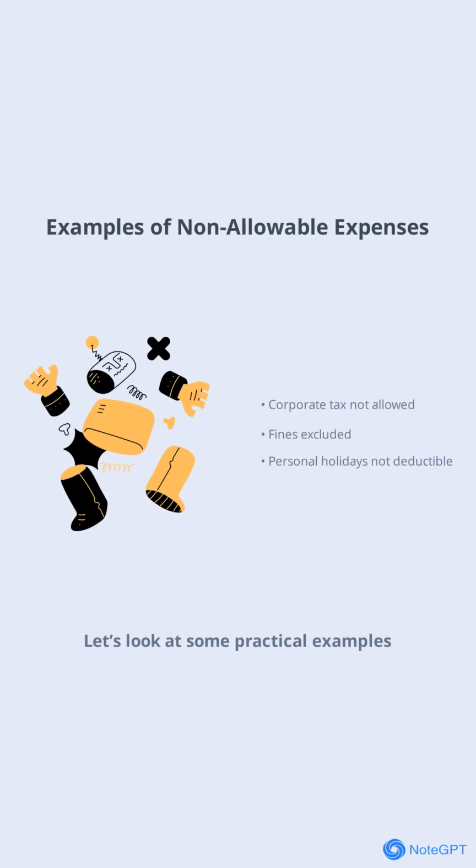Let's look at some practical examples. Payment of corporate income tax, fines for environmental violations, personal holidays for staff, and the purchase of office buildings are all non-allowable expenses under Section 39. Even general provisions for doubtful debts and donations to non-approved charities are excluded. Expenses to earn exempt dividends also fall into this category.